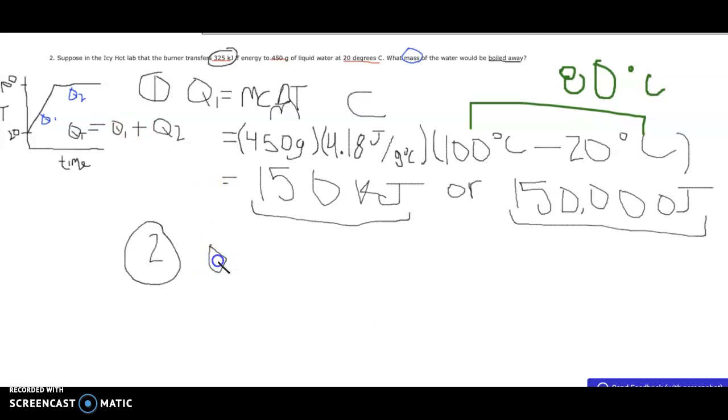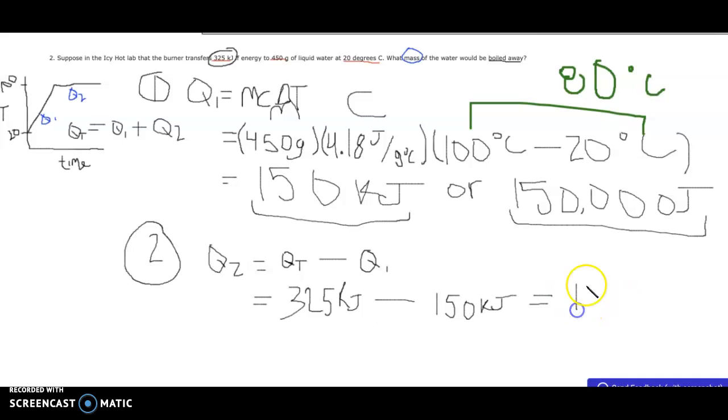All right. So we can find Q2 by simply subtracting our values. So we can just do Q2 equals Q total minus Q1. All right. So we get our total of 325 kilojoules minus 150 kilojoules will give you an answer of 175 kilojoules. Now, this is our Q2 value. All right, and then this was our Q1.